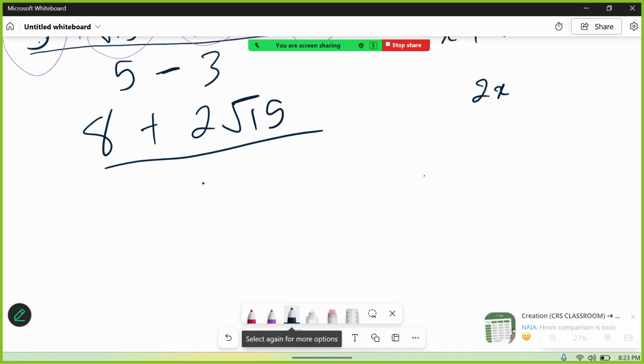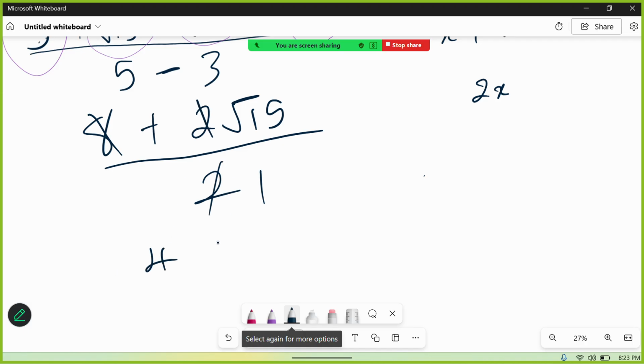5 minus 3 is what? 2. We have finished this work. This is the answer. You can just further break it down and say 2 in 8, 4, 2 in 2, 1. So you'll be having 4 root 15.